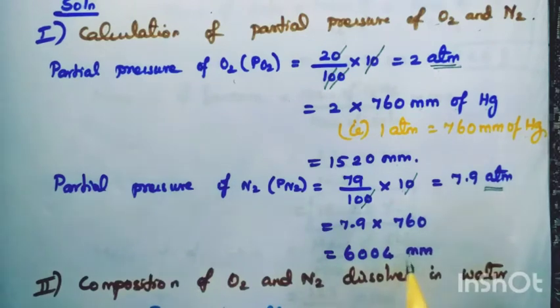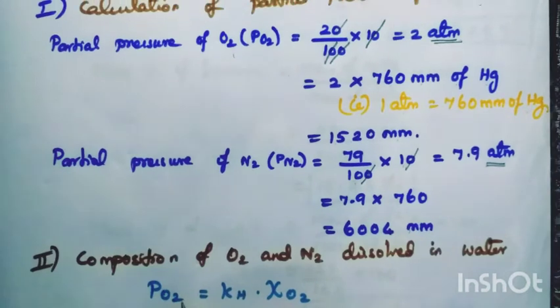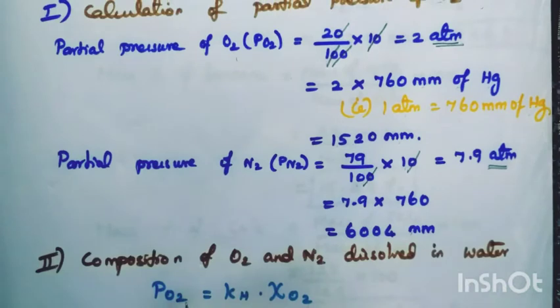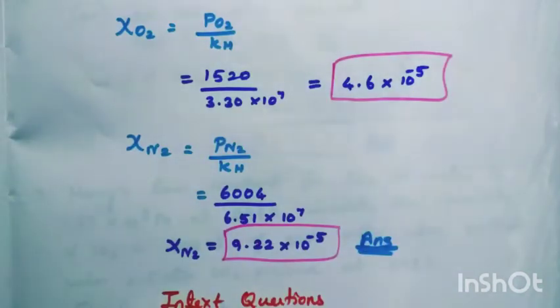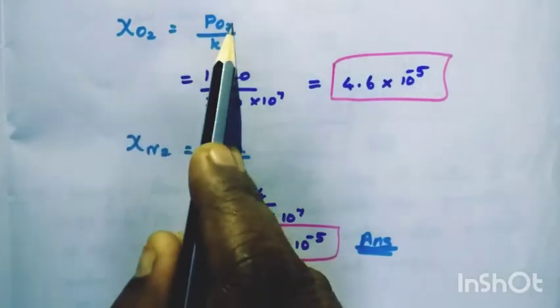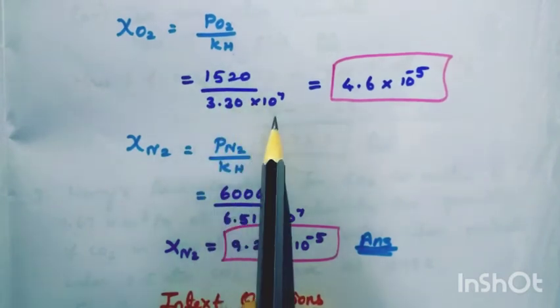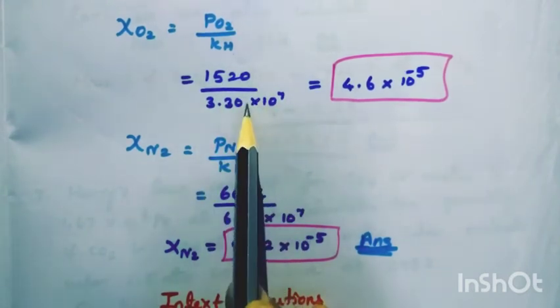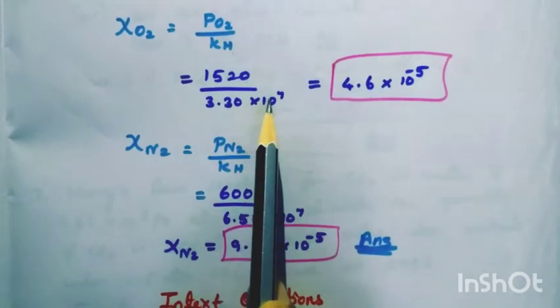Now we are going to see the composition of oxygen and nitrogen dissolved in water. The formula for calculating the mole fraction is by using Henry's law. First we calculate for oxygen. The partial pressure of oxygen is equal to KH into the mole fraction of O2. To calculate the mole fraction, it is partial pressure by KH. The partial pressure is 1520 and the KH value is this. By substituting, taking the log value or using a calculator, we get 4.6 into 10 power minus 5. You must use the log only.